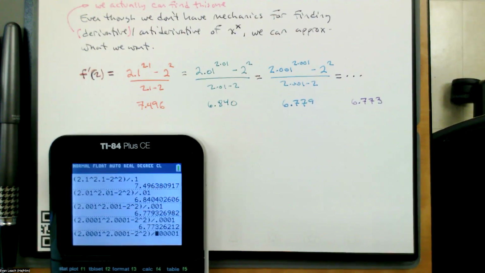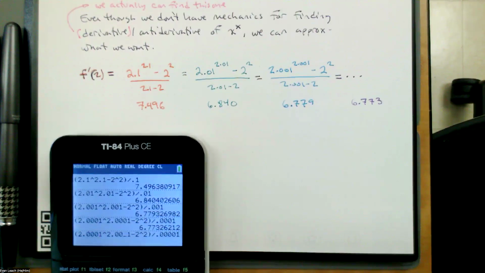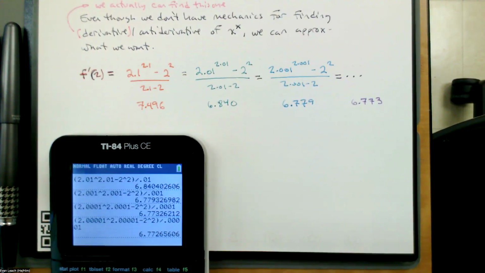I'm going to do one more, so I can't stop. Now, we got another 6.77 rounded, it would be 6.773. If I was looking for something to 4 significant figures, I think we're there. This is how close we needed to be. We didn't have to take that many steps. And we're not even that close, 2.00001.